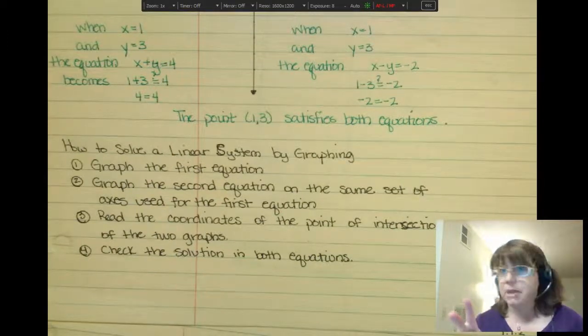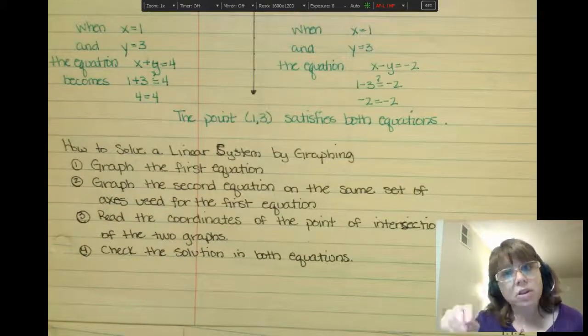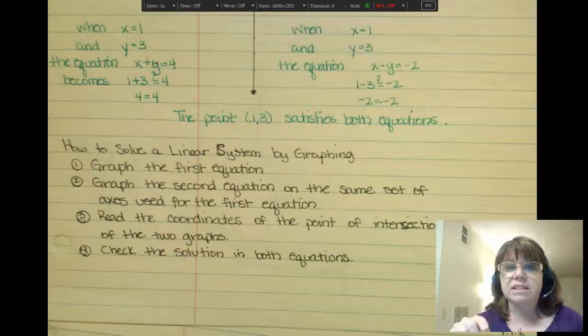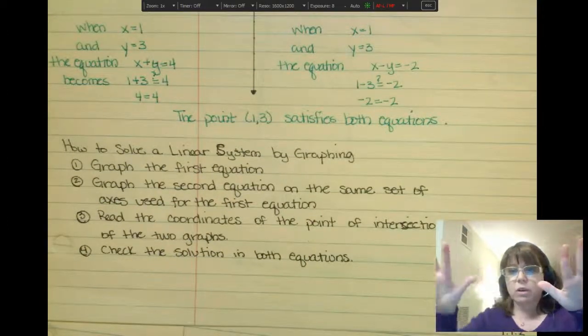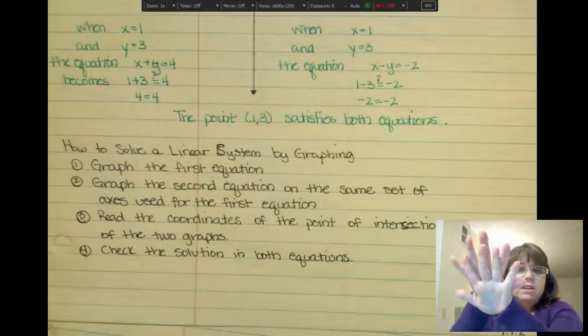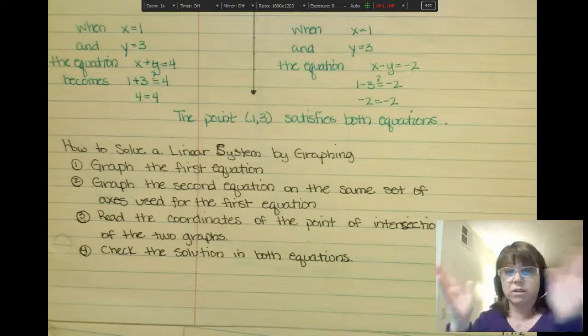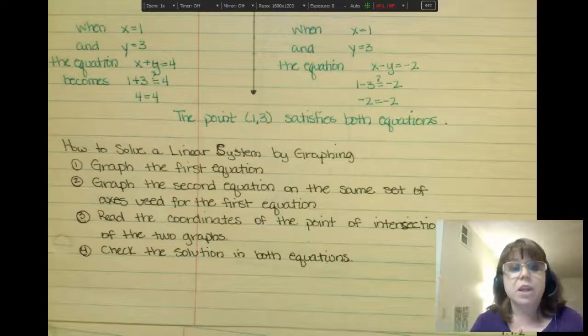The second step might seem obvious, but graph the second equation, and it must be on the same set of axes used for the first equation. If you have one graph over here and one graph over here, you're not going to really find your solution very well, but if it's on the same graph, you can see where they intersect or not intersect, or if they're the same exact line.